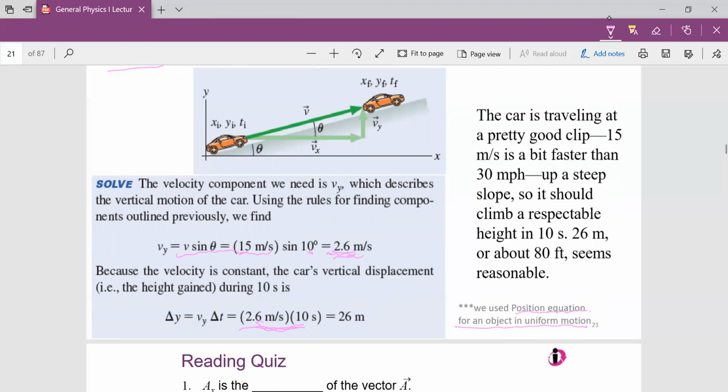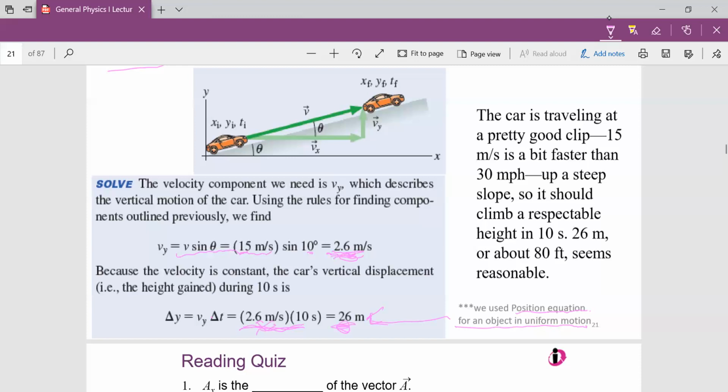For uniform motion, we said acceleration is what? Who can recall? Acceleration of uniform motion is zero. Velocity is steady or changing in a uniform manner, okay? So from the equation of uniform motion, we have change in y equal to y component, then change in time. So we'll have this times time to give us the meter.